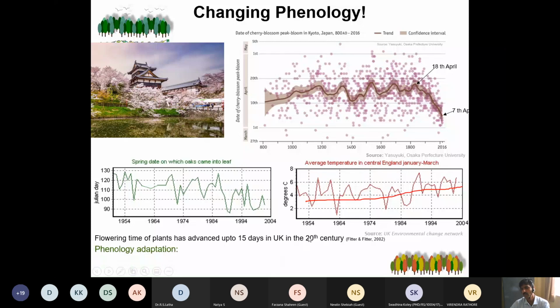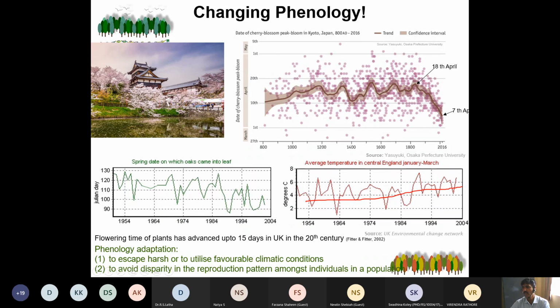So why do the plants do adaptation? Naturally, to escape from the harsh environment or to utilize the favorable conditions. They adapt to the favorable situation or to the harsh situation. Also, that is very important. They also do the reproduction.